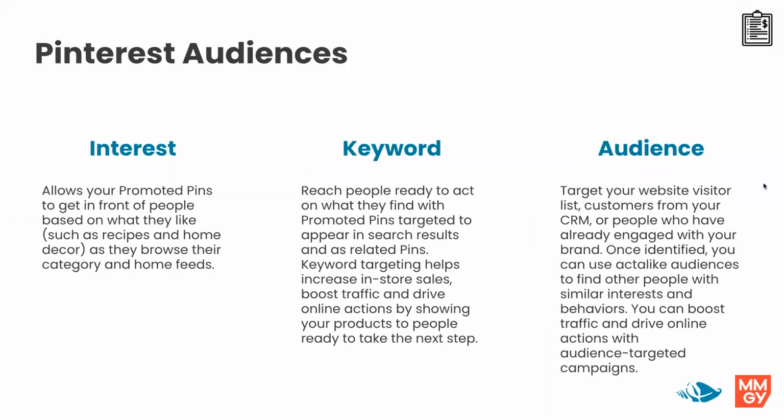Okay, so we'll go into audience metrics for Pinterest and Twitter. Pinterest audiences are fairly similar to Facebook. You have the interest, you have keywords, and then you have those audiences. So within interest, these are those promoted pins. You want to get in front of people based on what they like. It's really by categories, if those people rank higher for different categories that they're searching, such as recipes or home decor. So really keeping it broad within those larger categories that Pinterest has, and serving those promoted pins to them within their home feeds.